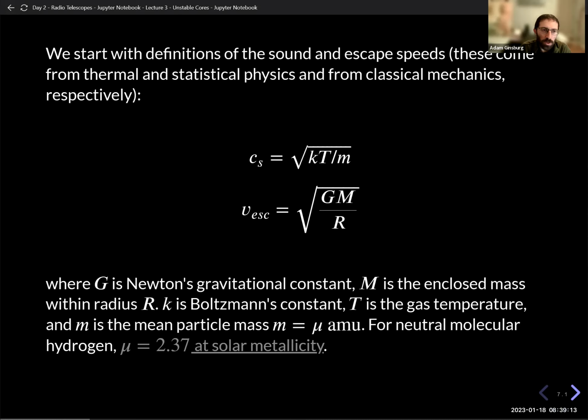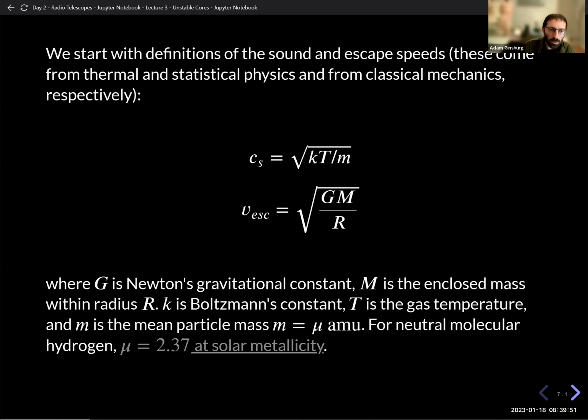So I'm going to start off by giving you the sound speed and the escape speed. The sound speed is how fast the average particle moves in a gas, and that comes from thermal and statistical physics. And then the escape speed is how fast a particle has to move to escape from a gravitational well. That one should come from gravitational mechanics. You may have computed the escape speed when figuring out how fast something has to go to escape Earth's gravity from the surface of Earth, for example. Well, the same thing can be applied to clouds: how fast a particle has to move to escape the cloud's gravity.